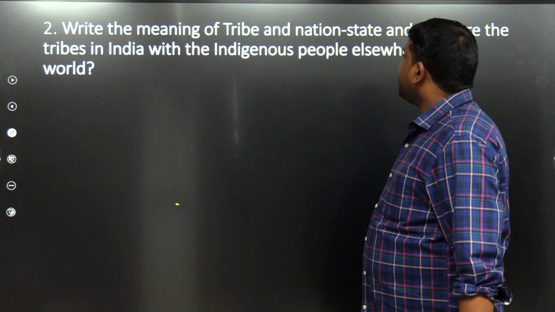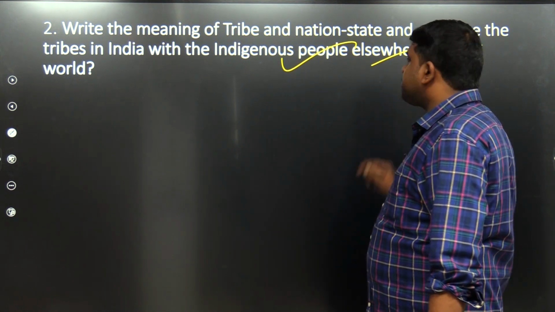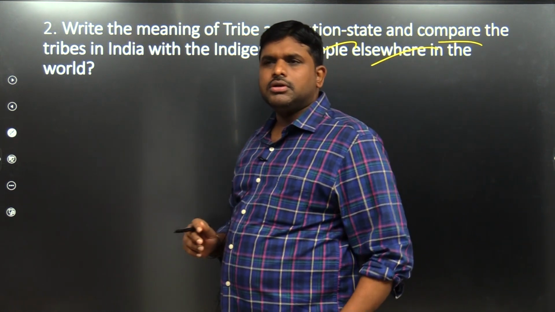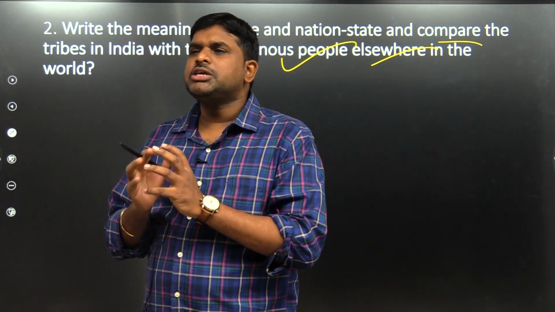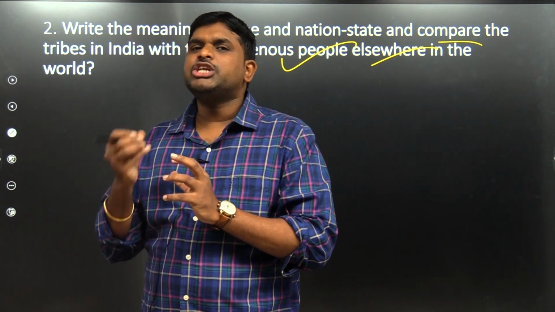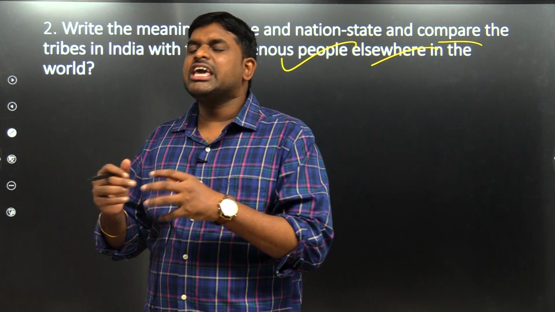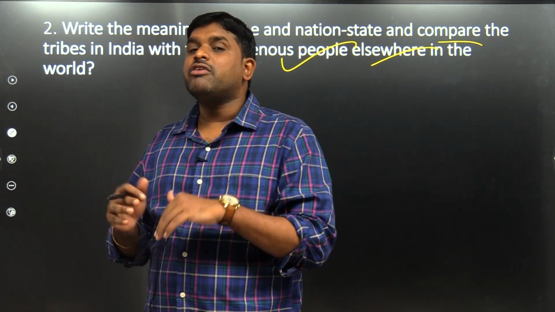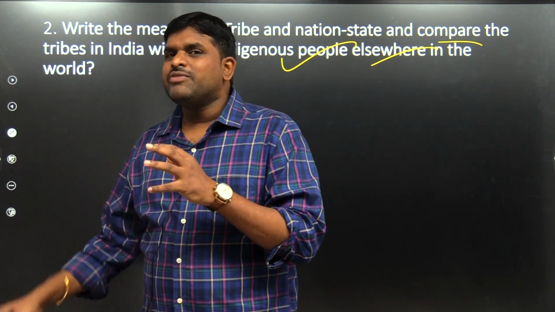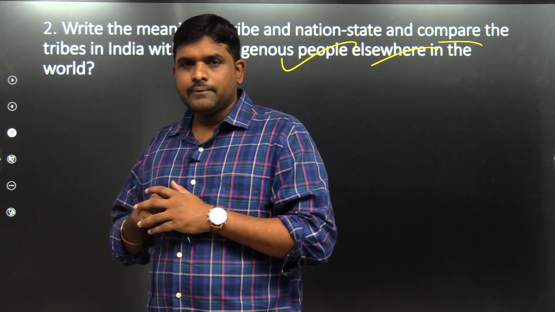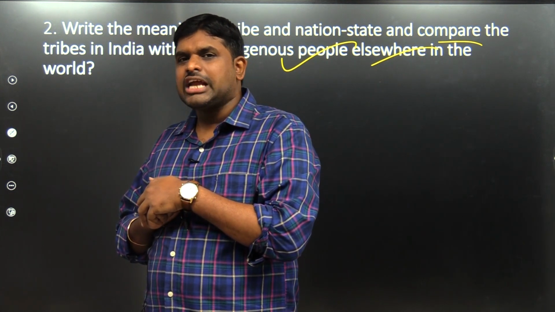Write the meanings of tribe and nation state, and compare the tribes in India with the indigenous people elsewhere in the world. Simple. Tribe. Tribes are those who live isolated, who feel shy to contact the mainstream, who give higher importance to culture and kinship ties. For them culture is important but not the economy. They give importance to non-material aspects but not material aspects. And they have an in-depth association with the land and territory they live in. And they have a community form of living. That particular community is called a tribe.